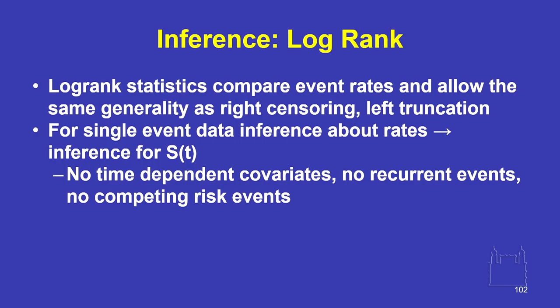Log rank is a way that you can do inference drawing off the information from that Kaplan-Meier. Those log rank statistics compare event rates and allow for the same generality for right censoring and left truncation, but nothing else. And what's not on here but should be is, you only get a p-value. That's it. So no competing risks, no recurrent events, no time-dependent covariates.